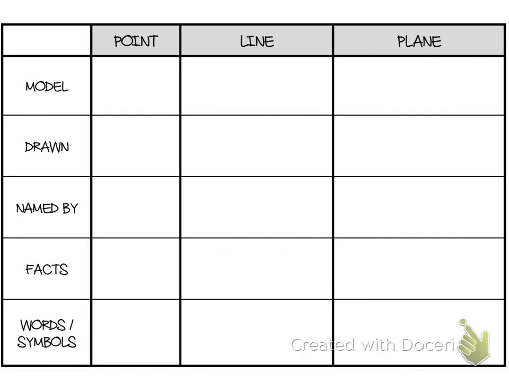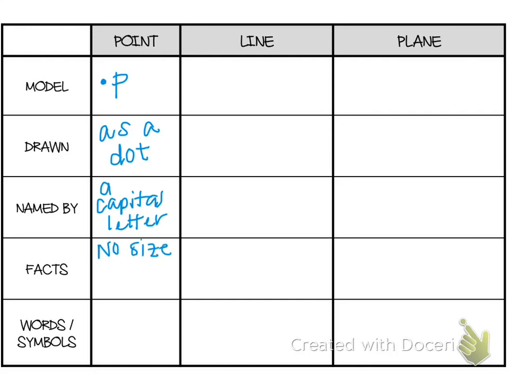So if I'm drawing a point model, it's just like that, and it's drawn as a dot, named by a capital letter. In fact, it has no size and no shape. In words, as symbols, a capital letter, if I want to write it in words, it's just point P.